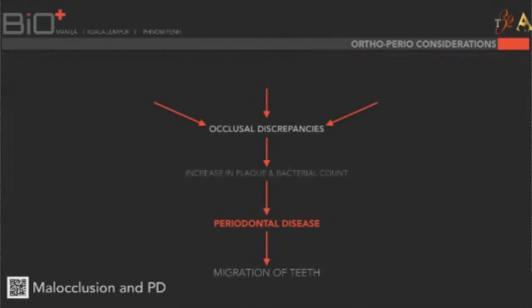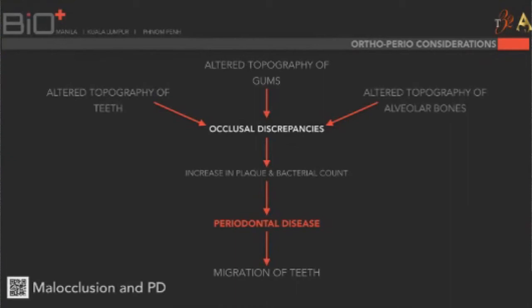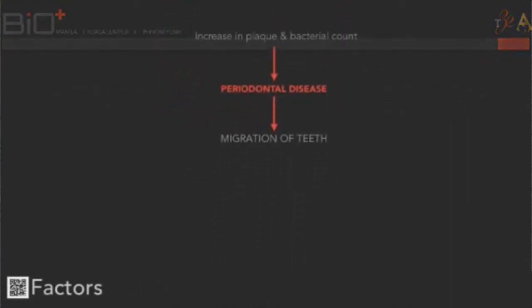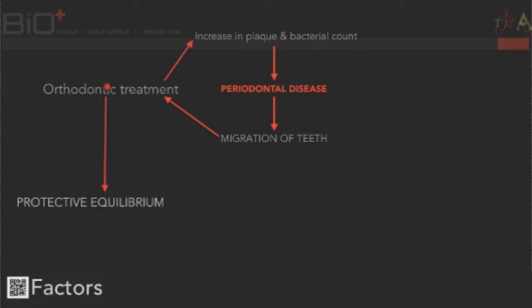So, going back here, we look at ortho and how it relates to this whole flow chart. Because of periodontal disease, there is migration of teeth. Because of the migration, I have to do ortho treatment, but when I do ortho treatment, it increases plaque and bacterial count. And when I do ortho treatment, my objective should be to return the protective equilibrium of this patient, meaning I have to restore this patient functionally.